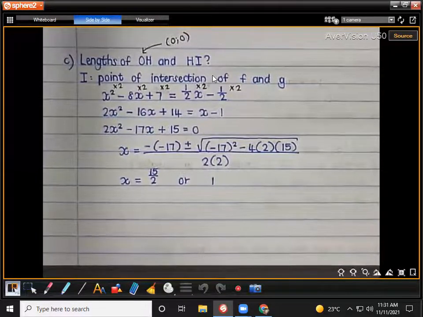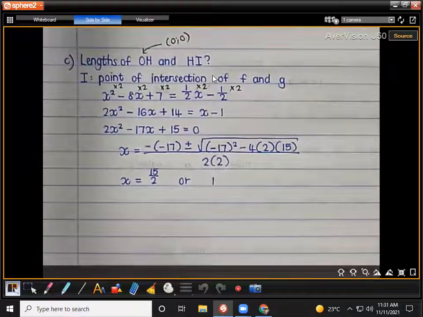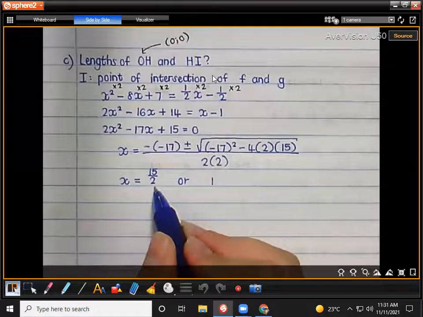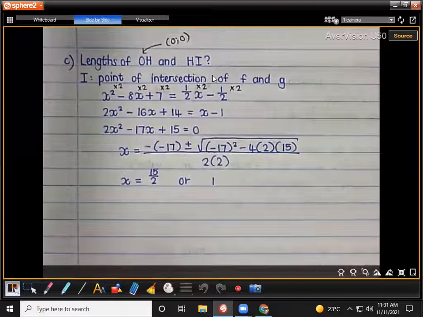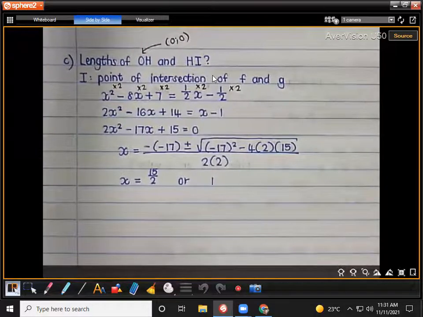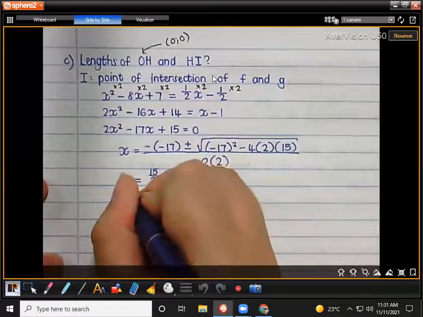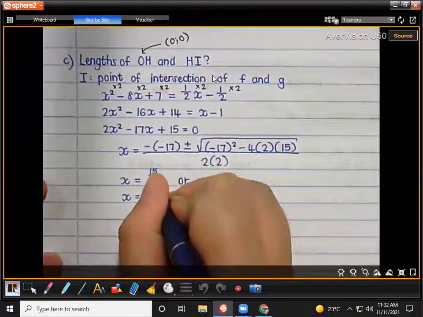It should be fine if you make it positive 17 straight away. Okay, so x is 15 over 2 or x equals 1, just 1 like that. Now, what is 15 over 2, guys? What value is that actually? Okay, so this is 7,5.